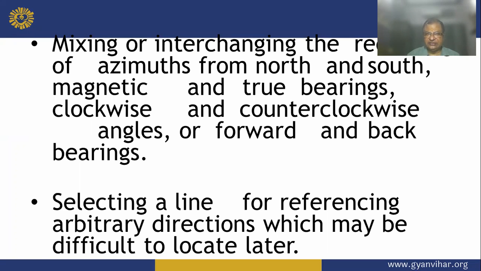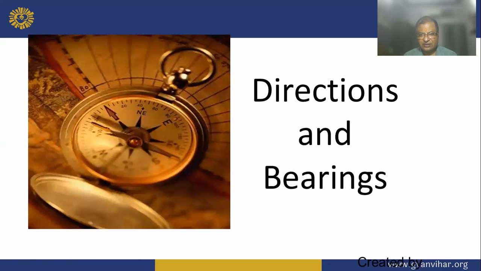Mixing or interchanging the reckoning of azimuth from north and south, magnetic and true bearing, clockwise and counterclockwise angles, and forward and back bearings. Selecting a line for referencing in an arbitrary direction which may be difficult to locate later. Now we will read direction and bearing.